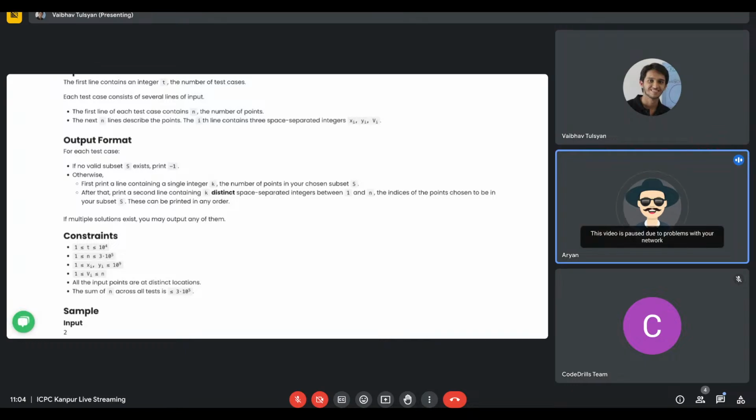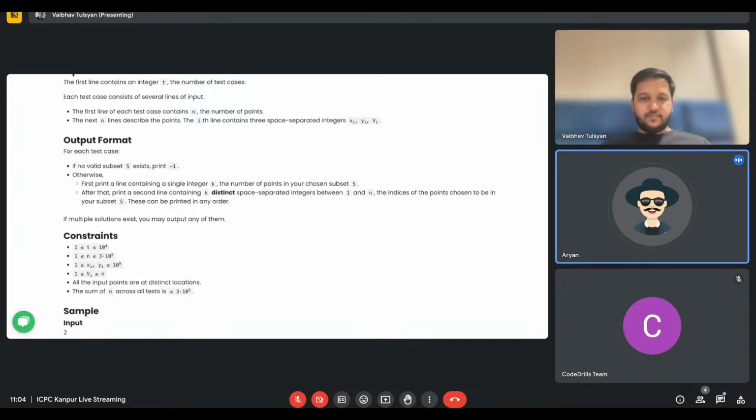And once you came up with this observation, probably we can give the audience some time to think about how they proceed further once they figured out that they should print a triangle.